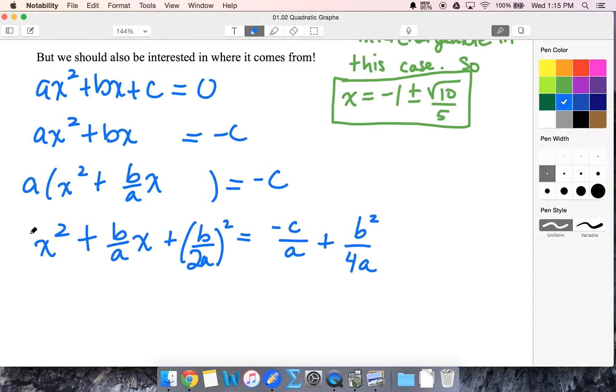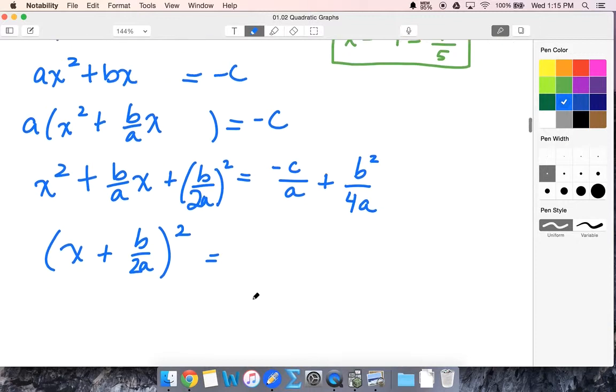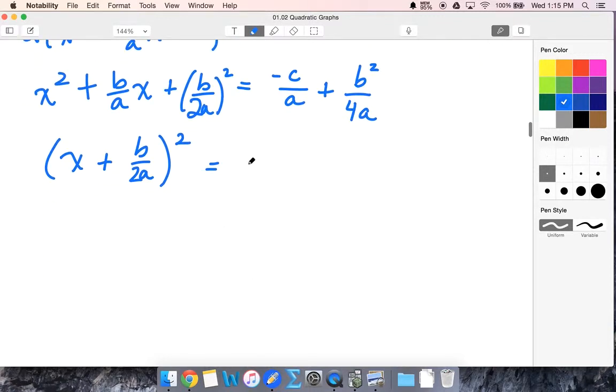trinomial. To rewrite it, I know it's going to be this part in parentheses with my x. So x plus b over 2a, quantity squared, equals, on this side, let's go ahead and make a common denominator so I can add those. So my common denominator is going to be 4. Ooh, I didn't square this properly. 2 squared was 4. A squared is a squared. All right, so my common denominator is 4a squared.